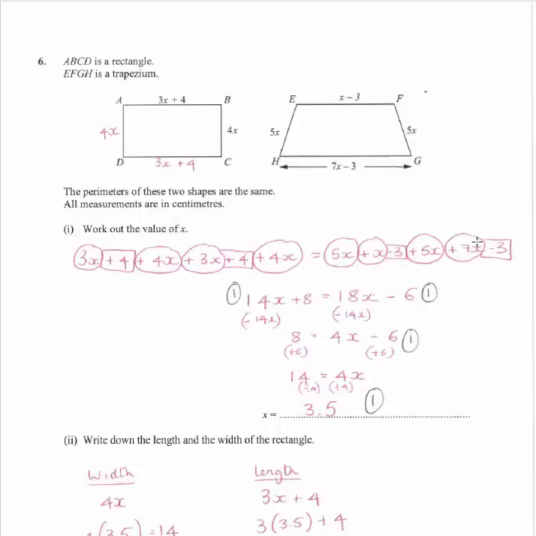Take 14x from both sides, and you get 8 equals 4x minus 6. Add 6 to both sides, giving you 14 equals 4x. We did that so that we got the numbers on one side and the letters on the other. Now divide both sides by 4, and we get that x must be 3.5.